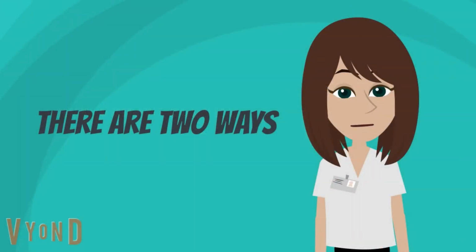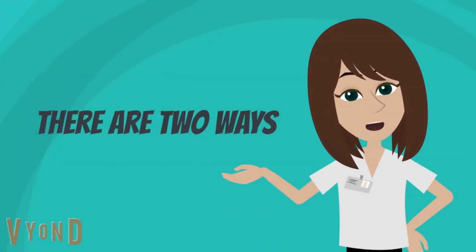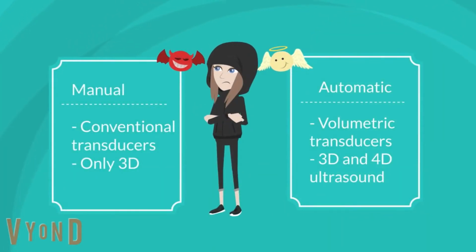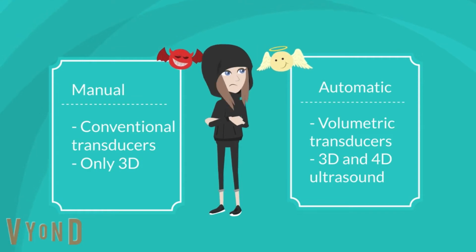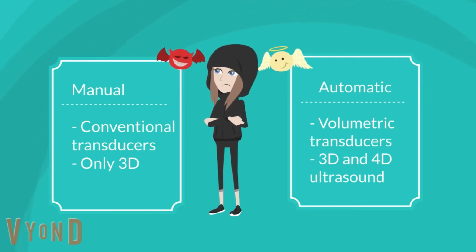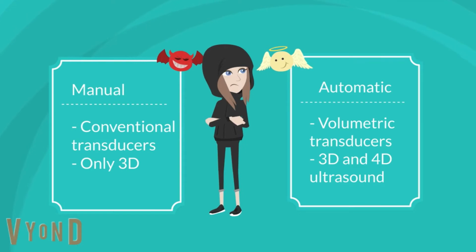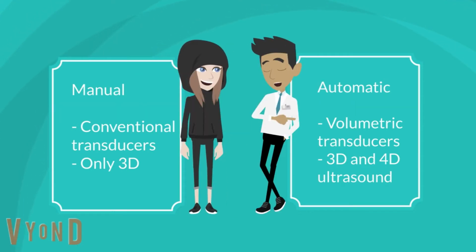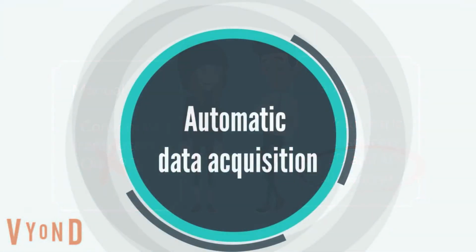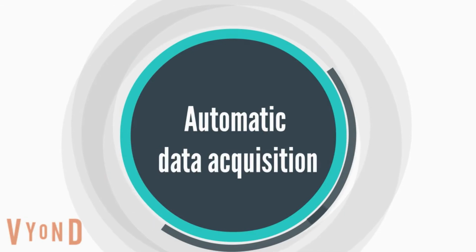It is easy. There are 2 ways of acquiring volume data. On one hand, we have the manual, that uses conventional transducers but can only be used for 3D ultrasound. On the other hand, there is the automatic method, which makes use of volumetric transducers, and can be used for both 3D and 4D ultrasound. So regarding 4D ultrasound, there is no doubt. We should choose automatic.